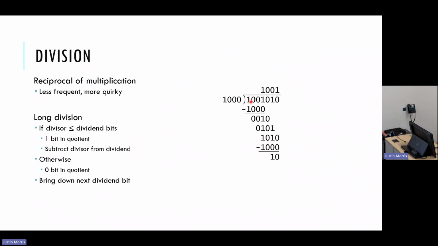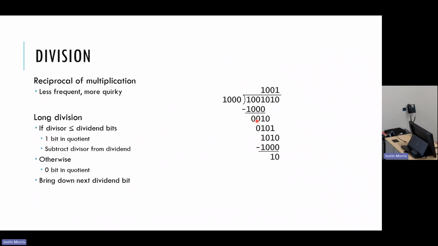It's just omitted. Is 8 less than 2? Nope. Put a 0 here. Is 8 less than 4? Nope. A 0 here. Now, is 8 less than 9? The answer is yes. Put a 1 here. Subtract 8 from 9. I get 1 as my result. Bring down the next bit.